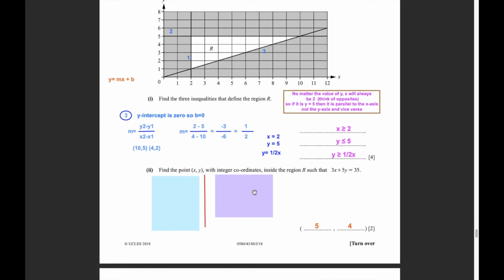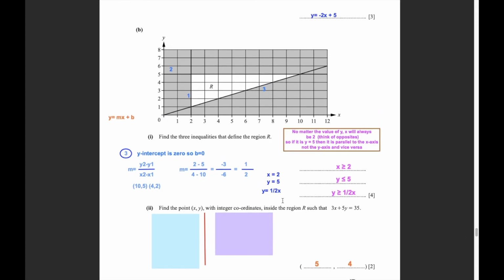Now we want to find the point (x, y) with integer coordinates inside the region R such that 3x plus 5y is 35. Integer coordinates means that they're whole numbers. We don't want any decimals or things like that. One way of going about this, other than trial and error, is to solve for y. So make y the subject of the formula. We're going to move the 3x to this side. It was addition, so it's going to be subtraction here. Then divide the whole thing by 5.